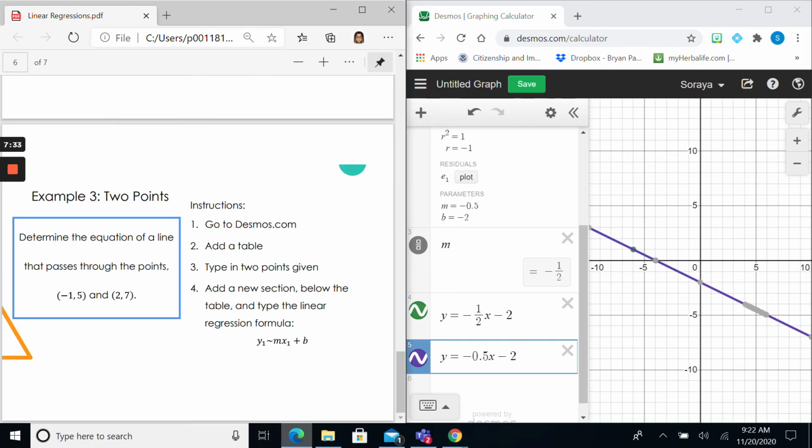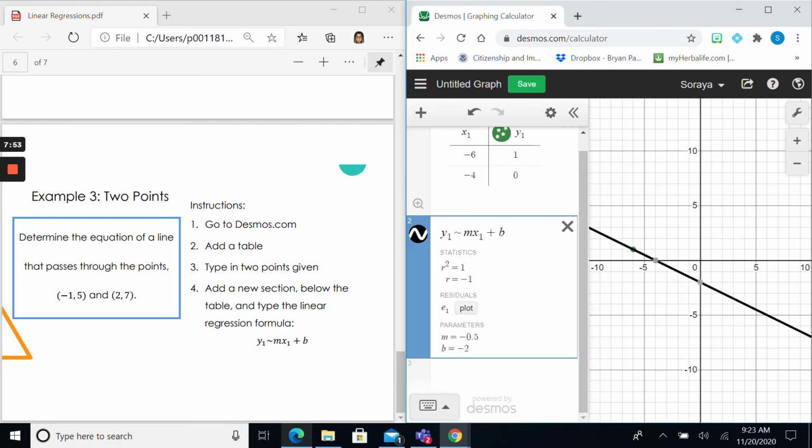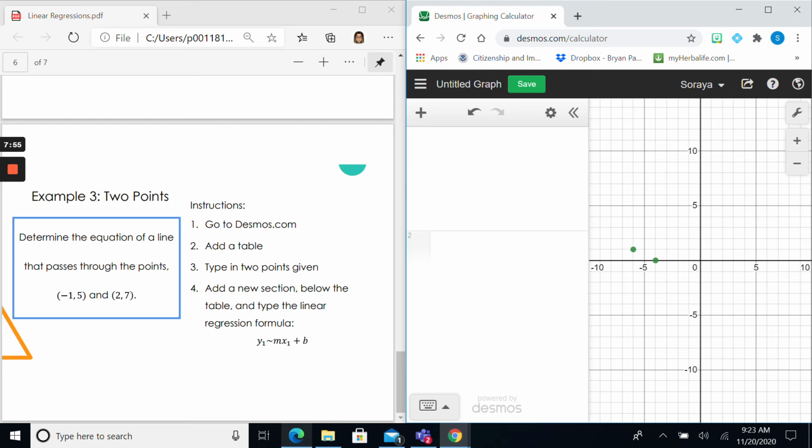This is when you are given 2 points. The problem says determine the equation of a line that passes through the points negative 1, 5 and 2, 7. Well, that's easy because they already gave you your 2 points, and all you have to do is put those on your decimals table. And I'm going to go ahead and restart this process so you see it one more time step by step on how to do it.